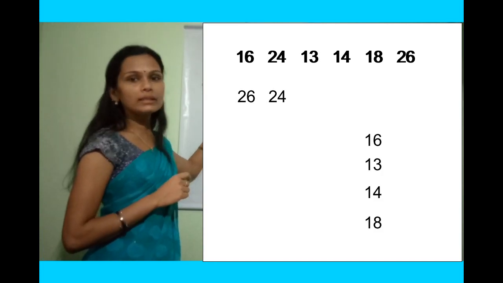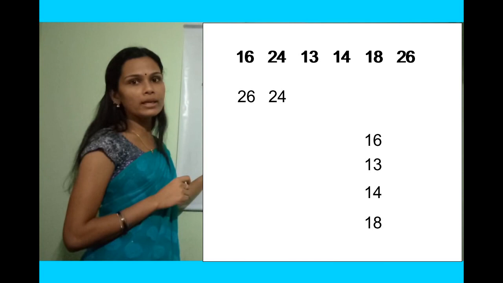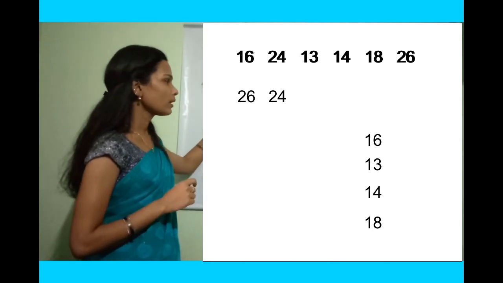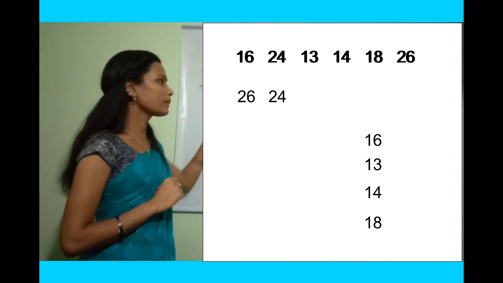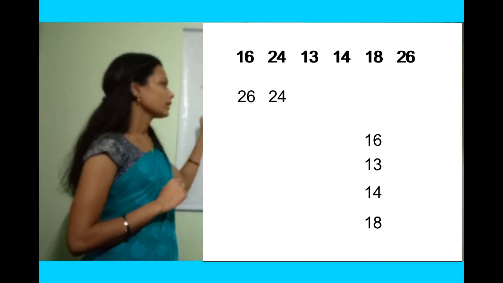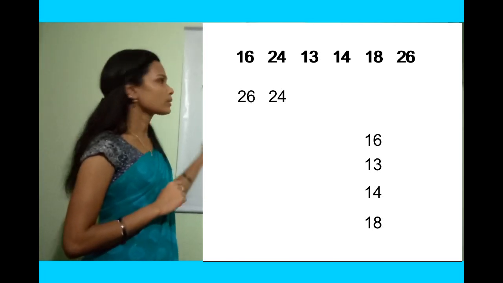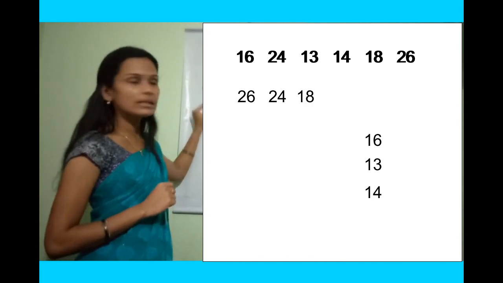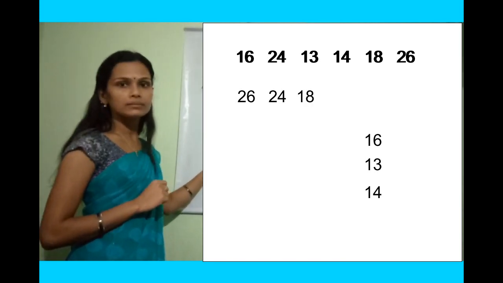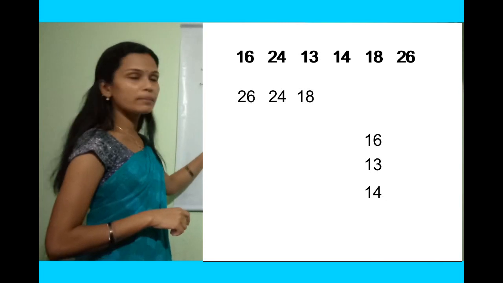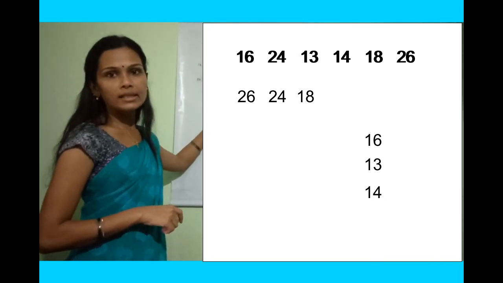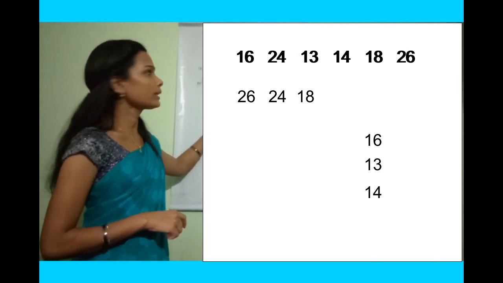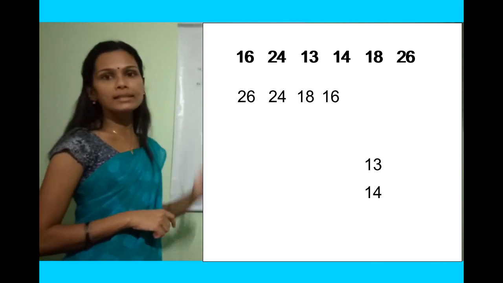Now we are left with these 4 numbers to be arranged. Now look here, all these numbers are having 1 as the first digit. Among this, which will be the bigger one? 18 will be the bigger one. So after 24 we have to write 18. Then after 18, which number we have to write? Which is the bigger one among these 3? 16 is the bigger one. After 18 we have to write 16.